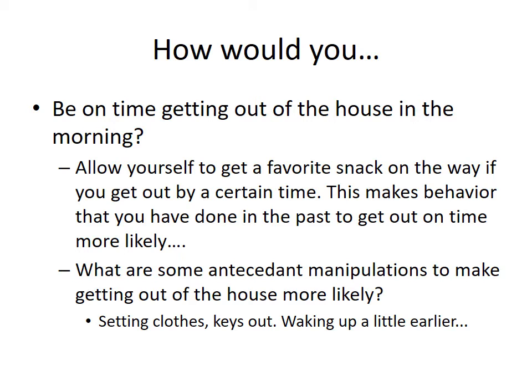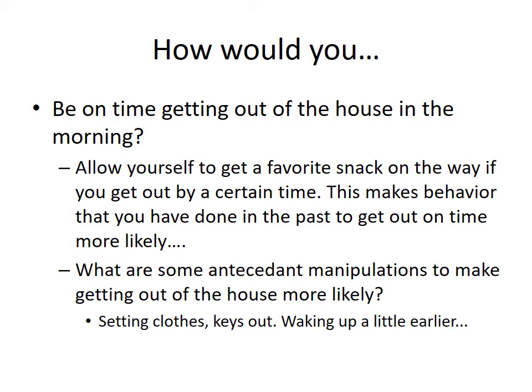In this way, we can even use antecedent manipulations. So what are some antecedent manipulations that we can use to make getting out of the house more likely? Well, we can set our clothes out first. We could get our keys, make sure we know where they're at. We could wake up a little earlier. Again, we're going to use antecedent manipulations in conjunction with this idea. But first, we need to set up the motivating operation.